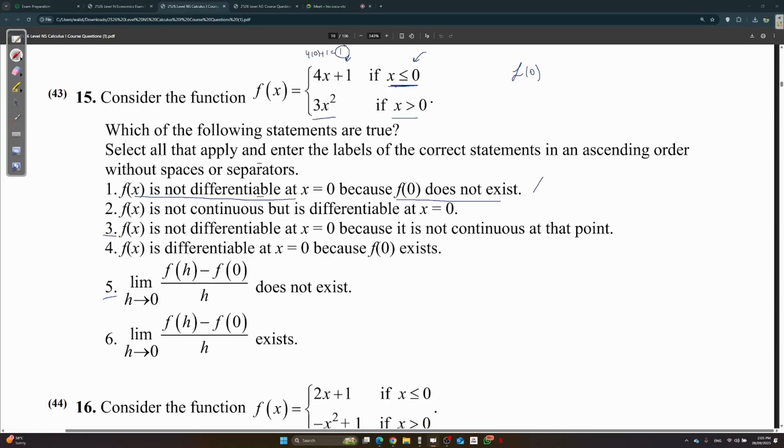How doesn't it exist? Okay, this is wrong. F of x is not continuous, but is differentiable at x equals 0. Let's take a look. Is it continuous? Let's see. How do you check if it's continuous? If it's multiple choice, quickly, how do you check it?